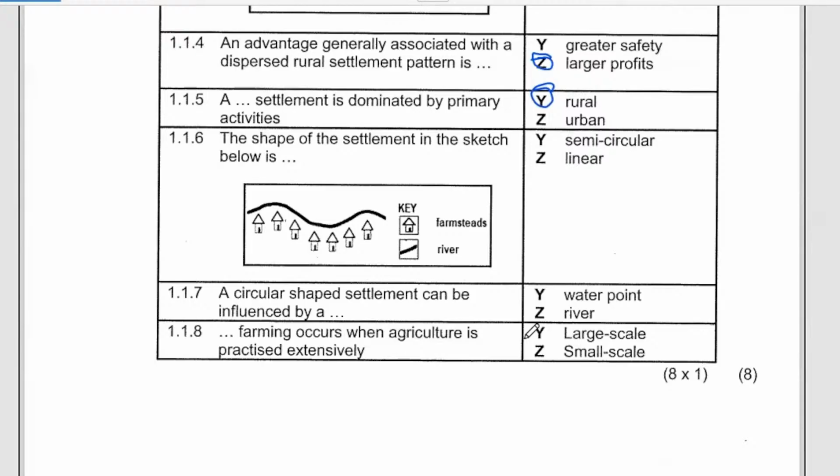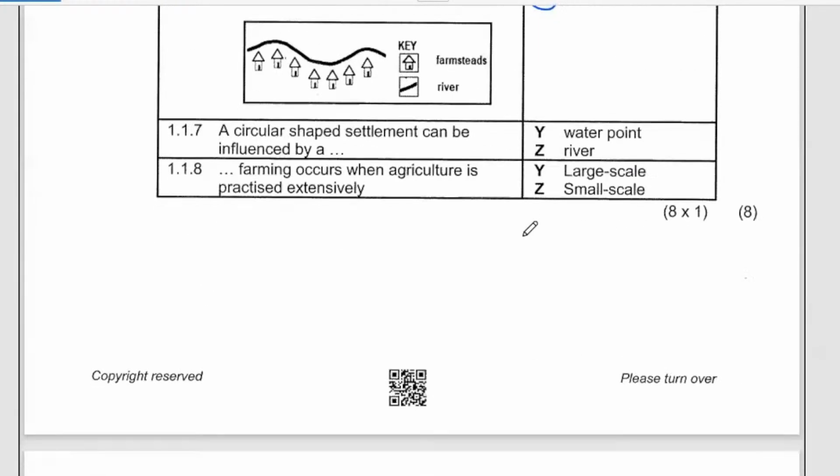Right, moving on to the next question, number 1.1.6. The shape of the settlement in the sketch below is, if we try to check there, what kind of settlement? The settlement is happening along a river. And basically, you can see that the farmsteads are in a line along the river. So that is a linear settlement. Right, moving on to the next question.